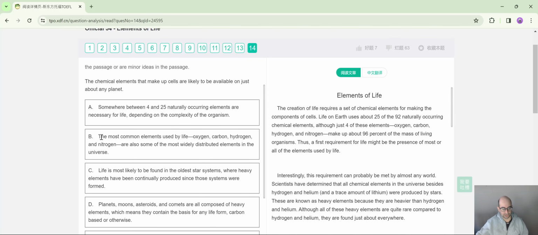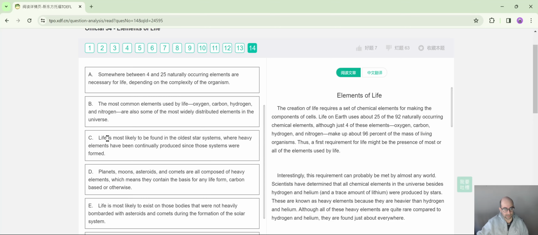So, okay, let's check choice B. The most common elements used by life, oxygen, carbon, hydrogen, nitrogen, are also, so this part's optional information, but this here involves the essential information. So I have to tell myself, did they have any questions or answers related to this in the passage? The most common elements used by life are also some of the most widely distributed elements in the universe. Yeah, the widely distributed part was something they kept repeating throughout a lot of these questions and in different paragraphs in the passage. I remember that vividly. So B is definitely a main idea. Drag and drop it in the box.